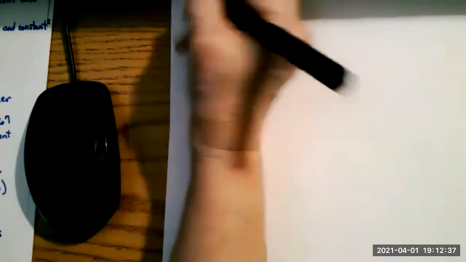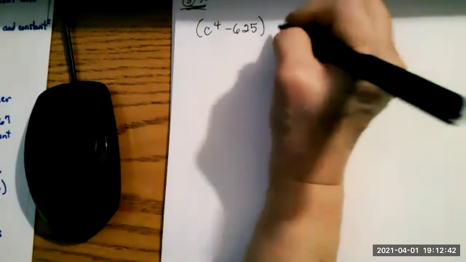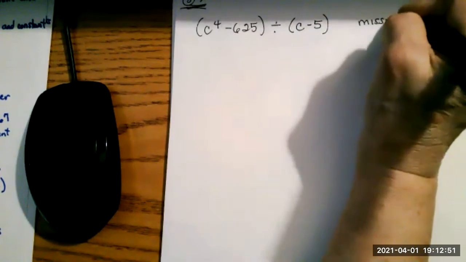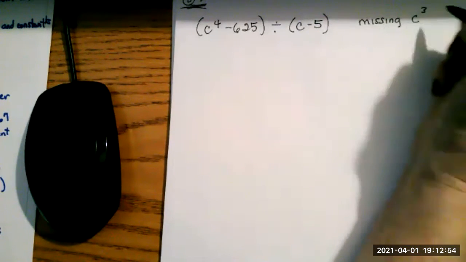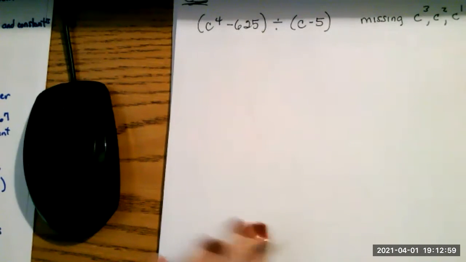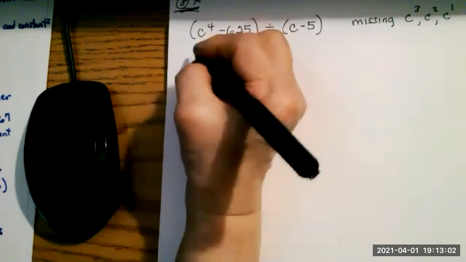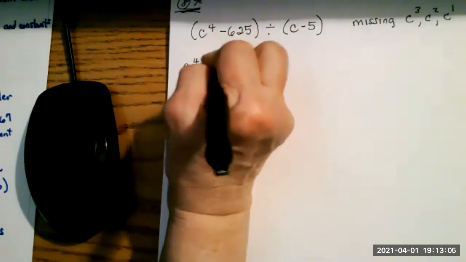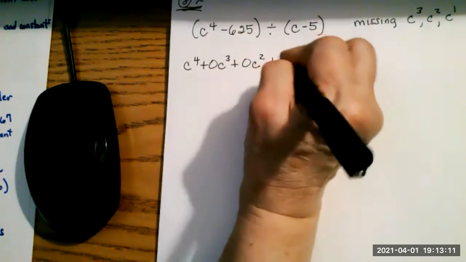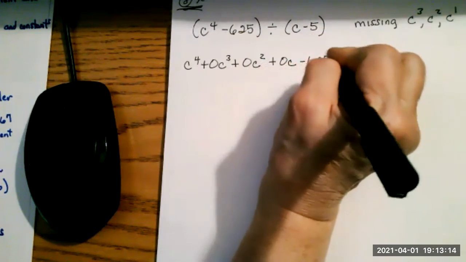This is c to the 4th minus 625. This is a special one. This is number 8, by the way. This is one you're going to see several times again. Divided by c minus 5. Looks like we're missing a c to the 3rd, a c to the 2nd, a c to the 1st. Missing all those in the middle there. So c to the 4th plus 0c to the 3rd plus 0c to the second plus 0c minus 625.